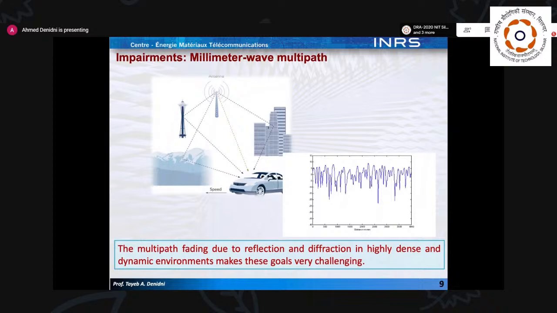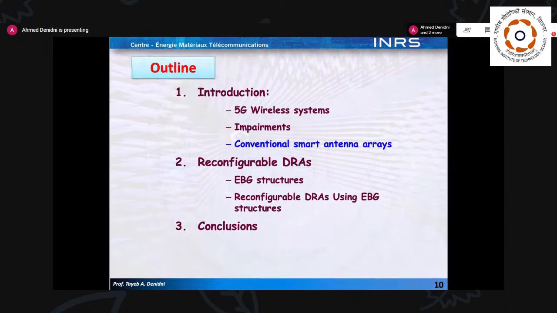One is the path loss. The second problem is multipath, which is challenging. And we would like to resolve this problem by using advanced antennas. This is why we go for smart antennas.